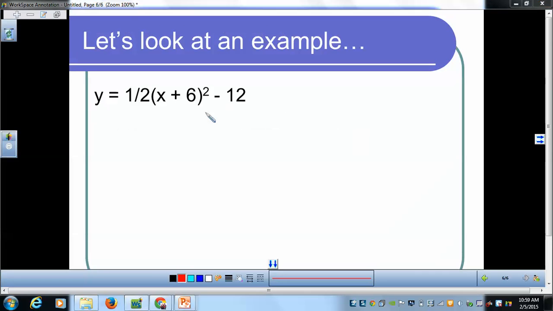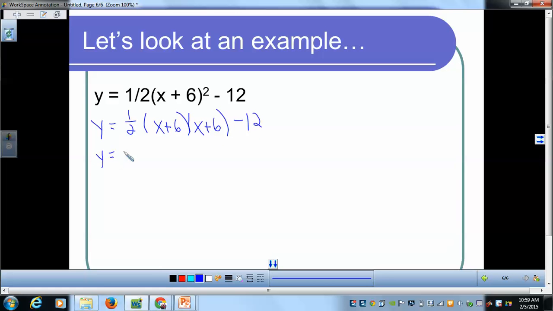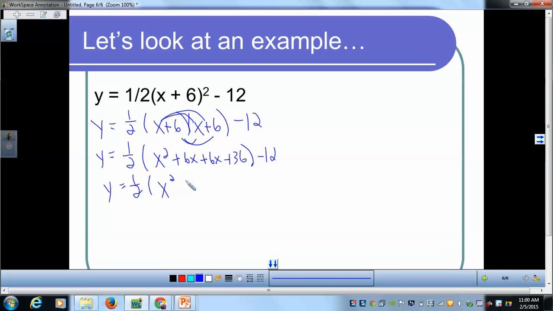So once again, the first thing that I'm going to do is write this out as x plus 6 times x plus 6 to remind myself that I have to distribute 4 times. So I'm going to leave the 1/2 out front and do our FOIL. So x times x is x squared, x times 6 is 6x, 6 times x is 6x, 6 times 6 is 36, and then I'm going to bring down the -12 on the outside. So once again, I'm going to clean up the inside here because I have 2 like terms. So 6x plus 6x is 12x. Then we have the plus 36 and then the -12 here.